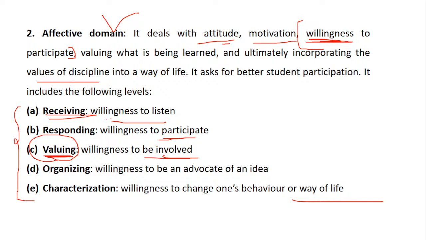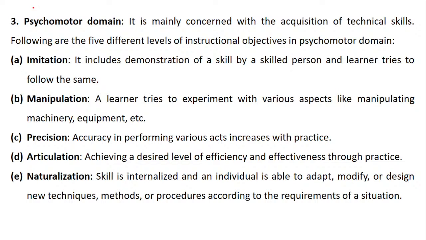Coming next to your psychomotor domain. So the psychomotor domain, as we know, is basically kinesthetic, that is, involving the acquisition of technical skills, where you have different levels of objectives. So starting with imitation, where a skill is demonstrated by a skilled person and the learner tries to follow the same. So maybe for example in the teaching learning process, the observation of the skills of problem solving ability. So this is demonstrated with the help of imitation. A skill is being demonstrated with the help of a skilled person.